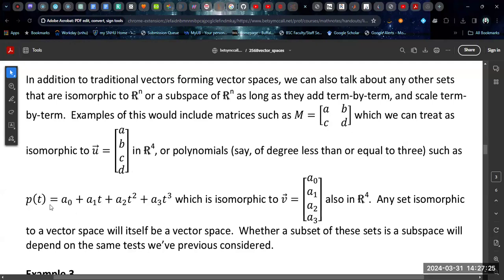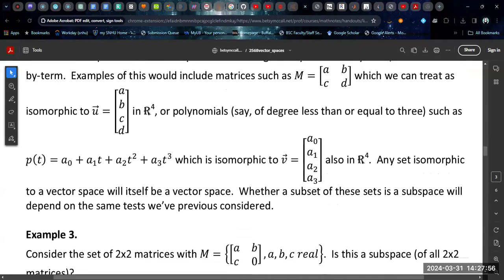We can also do polynomials this way. So these would also be treated as if they are vectors. Again, if you add two polynomials together, you add them component by component. You add the constant parts, you add the linear parts, you add the square parts, you add the cube parts, etc. So again, this would be equivalent to representing a four-dimensional vector in a P3 example like this. So any set that is isomorphic and essentially behaves similarly to a vector space will itself be a vector space.